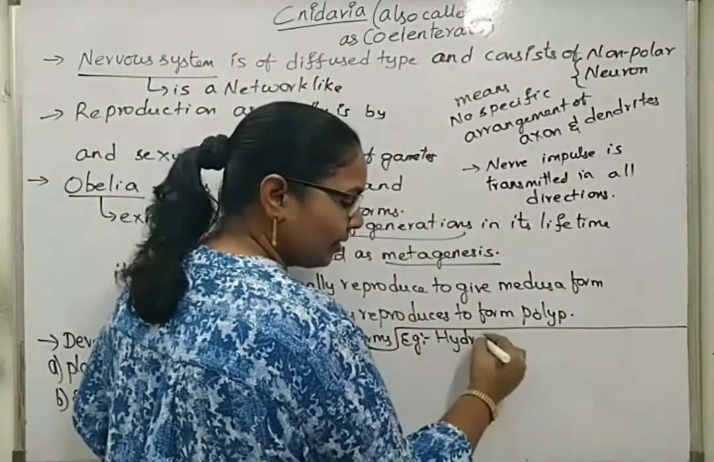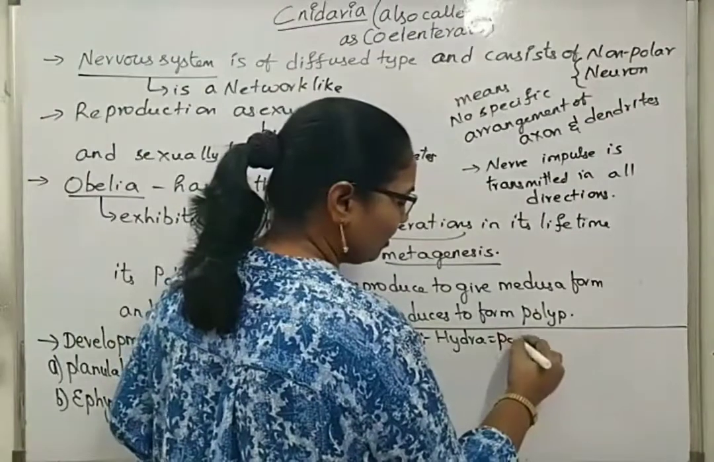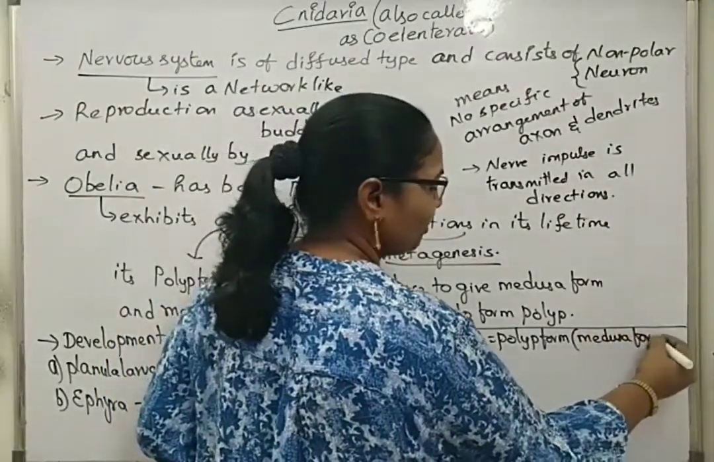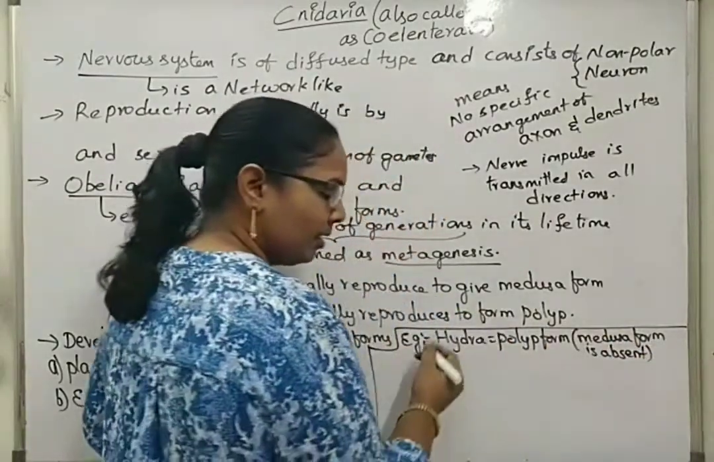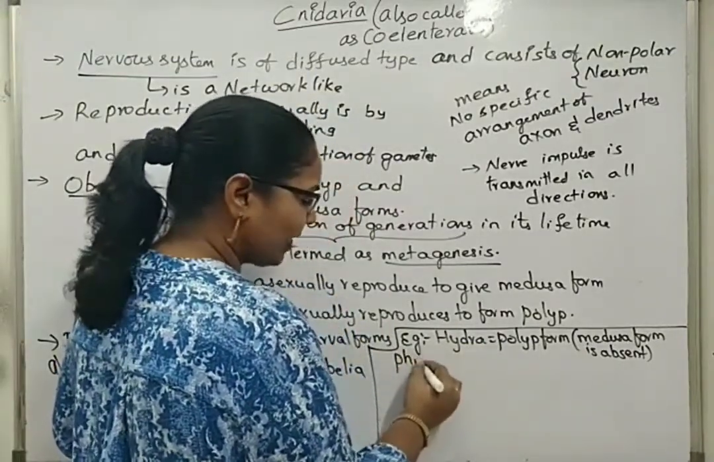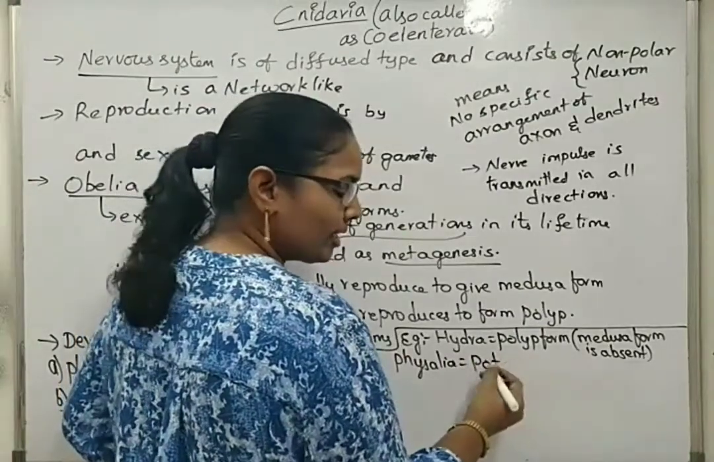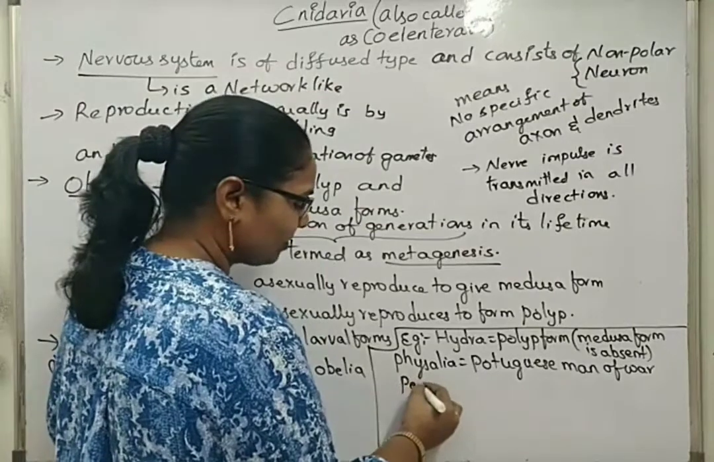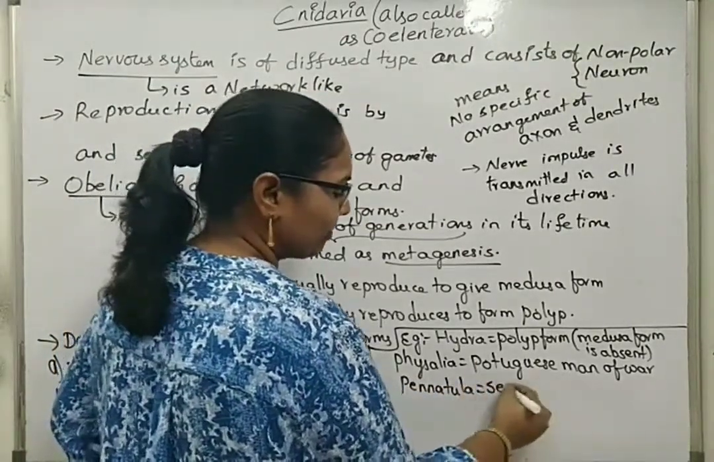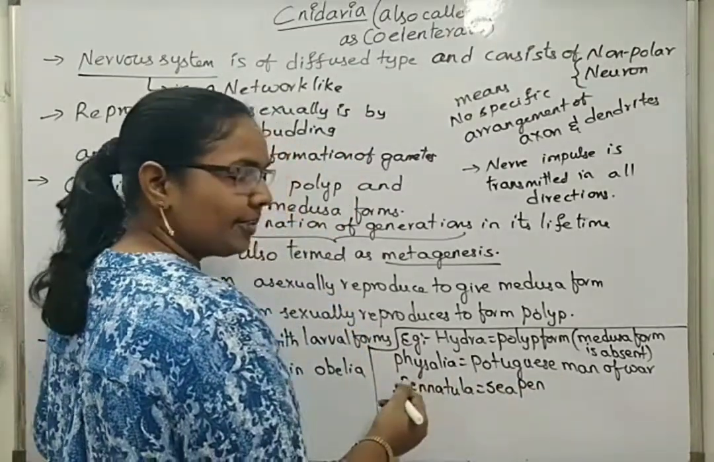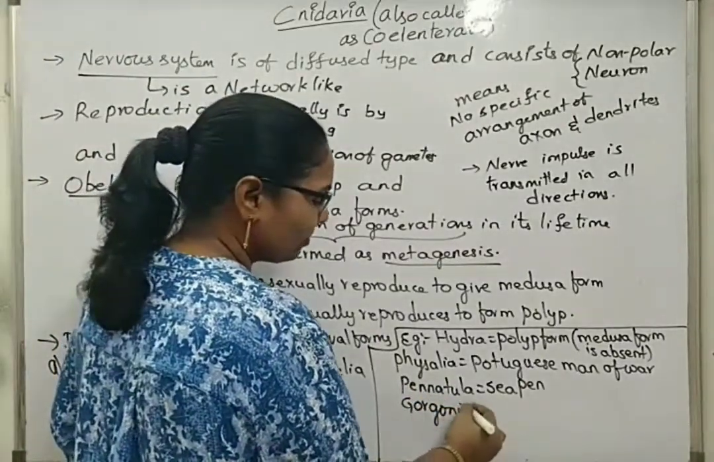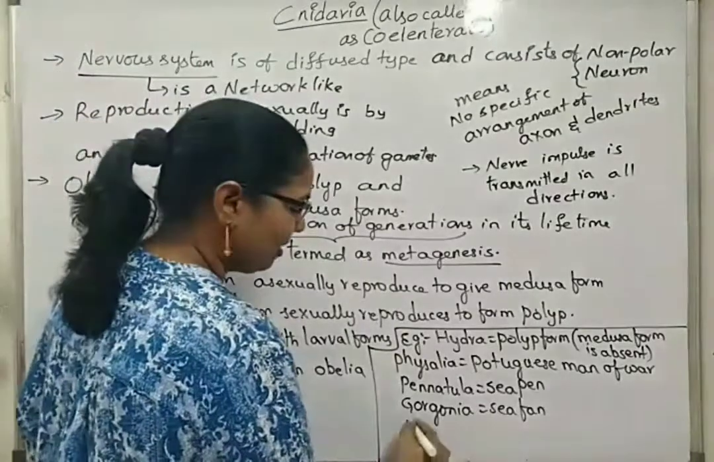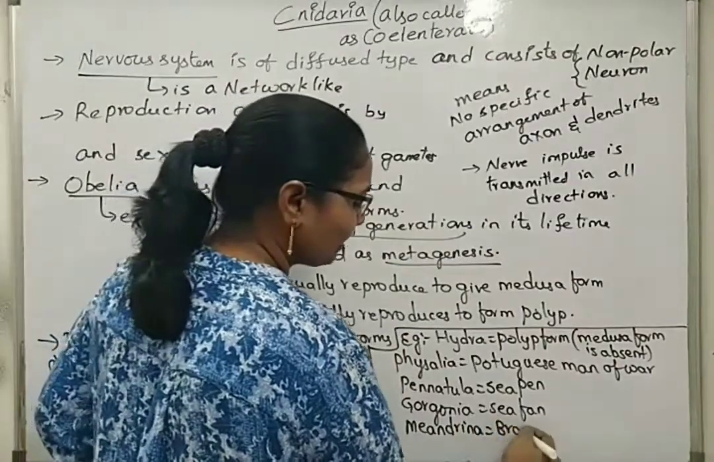So first one, Hydra. Hydra is also termed as polyp form. In the case of Hydra, Medusa form is absent. Hydra is a freshwater cnidarian. Second example, Physalia, which is also called Portuguese man of war. Next example is Pennatula, which is also called sea pen. Next one is Gorgonia, which is also called sea fan. Next, another example is Meandrina, which is also called brain coral.